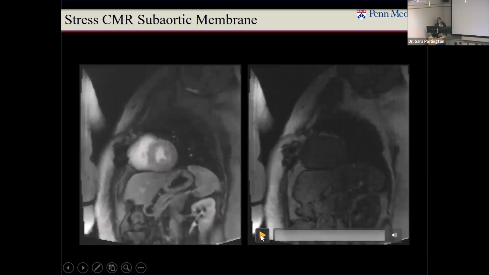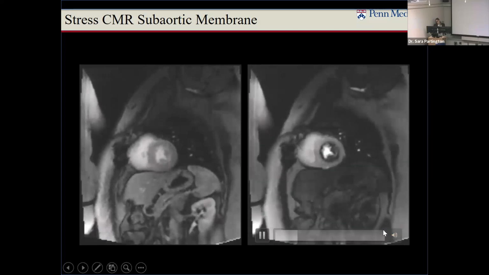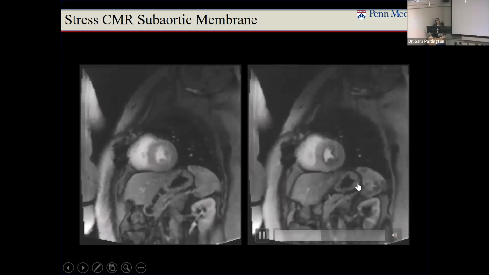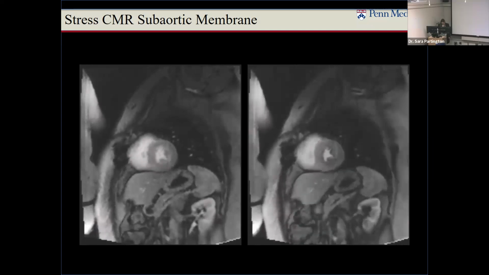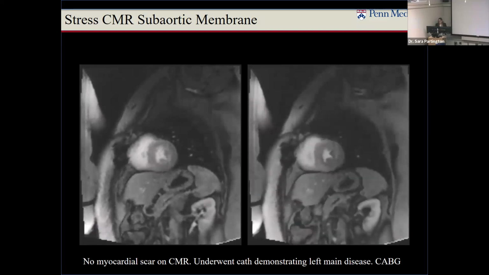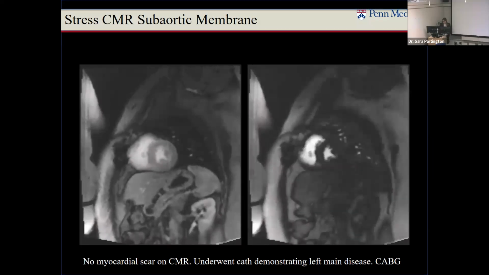Now, following a vasodilator stress here, you can see the right ventricular fill, the left ventricular fill, and then this big rim of endocardial lack of enhancement, really concerning for diffuse ischemia in this patient. She did not have any myocardial scar on MRI, though I didn't show those images, and she underwent a cath and in fact did have left main disease and underwent a CABG.